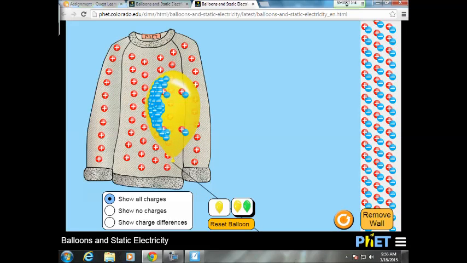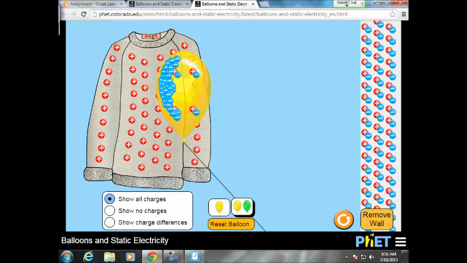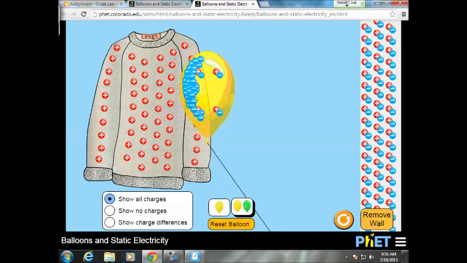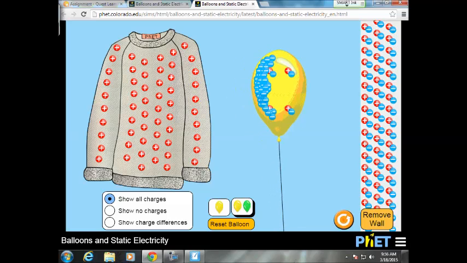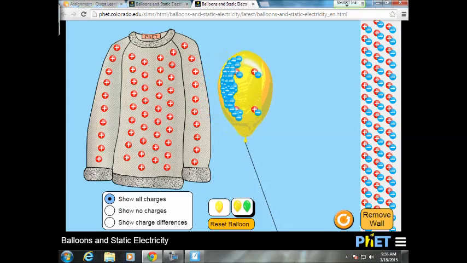Well, the balloon has a net, what kind of charge? It has a net negative charge. The sweater has a net positive charge. All we did was shift electrons from here to there, but now there is a net charge on each. And you know from previous discussions that since they are oppositely charged, opposite charges will attract each other. Well, if they attract each other, there must be a force acting on them, an electric force. That means I have to apply a force to move this balloon away.